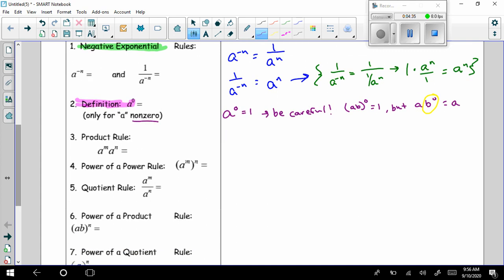All right, and then we have your product rule. So hopefully, again, you saw that pattern in the warm-up. Product rule is just knowing that if you have the same base, so a times a, then you're going to take those exponents and add them together. All right. If you have your power rule, so we have a to the m raised to the n, then we're going to multiply those together.